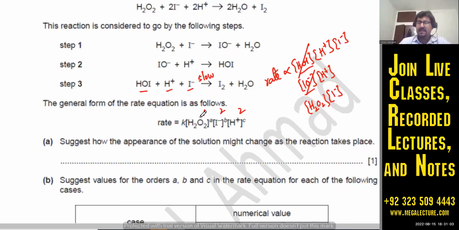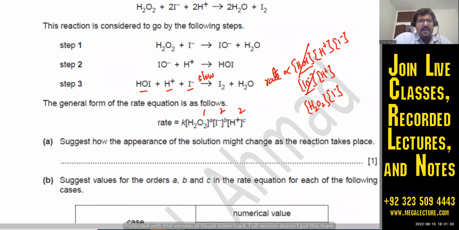Is this clear? Yes or no? Is this clear? This example.